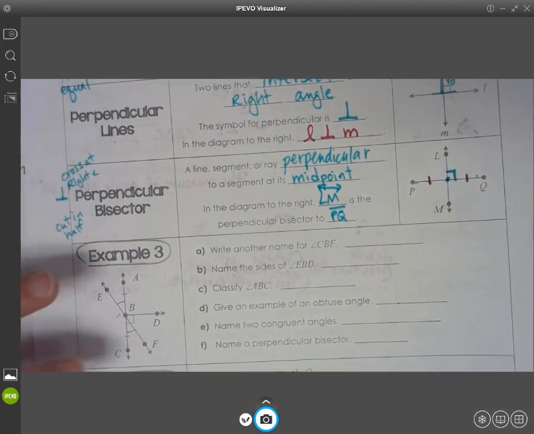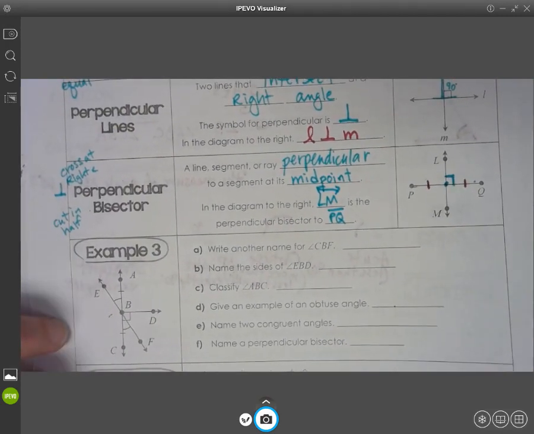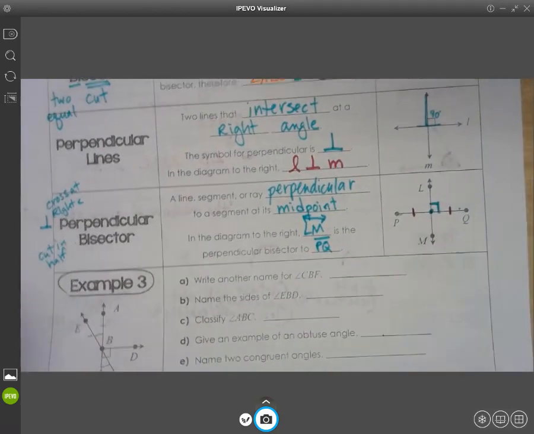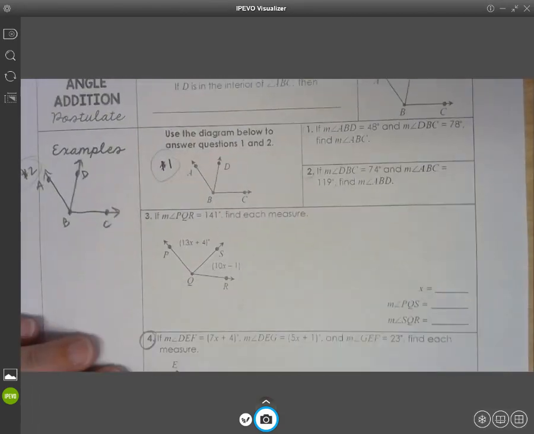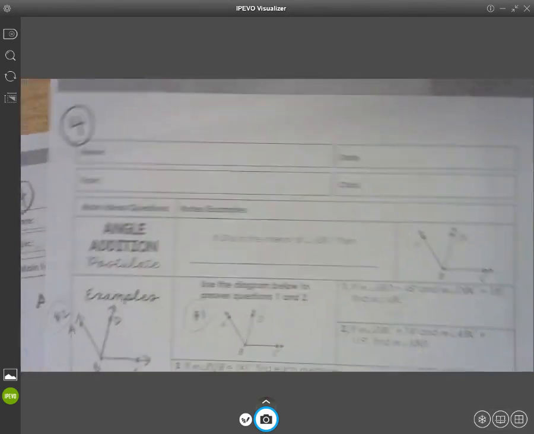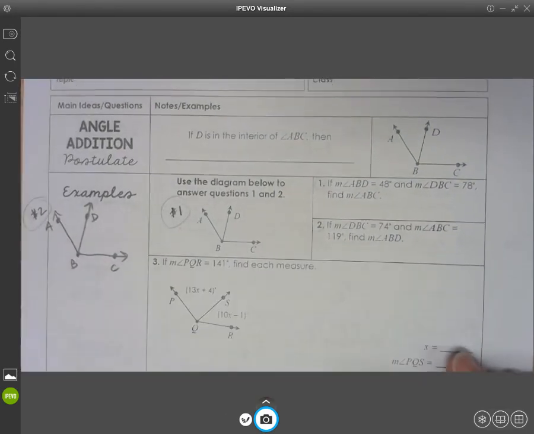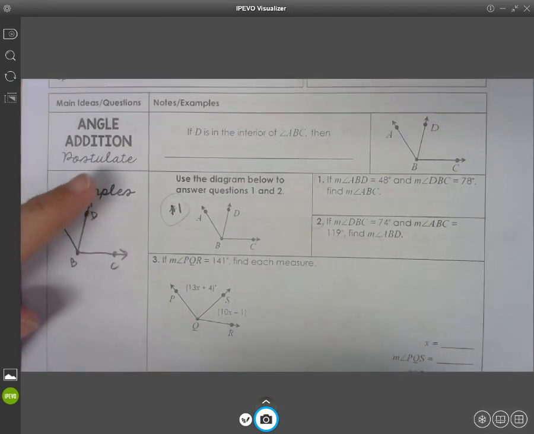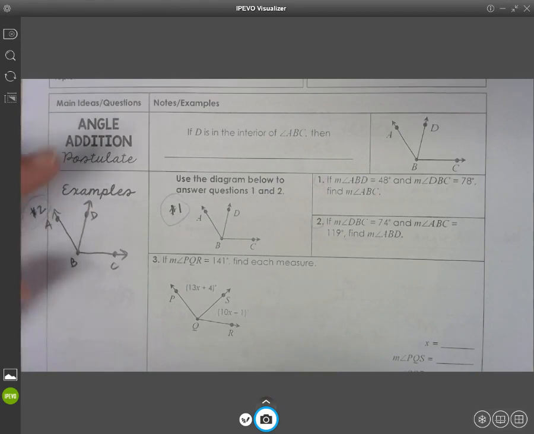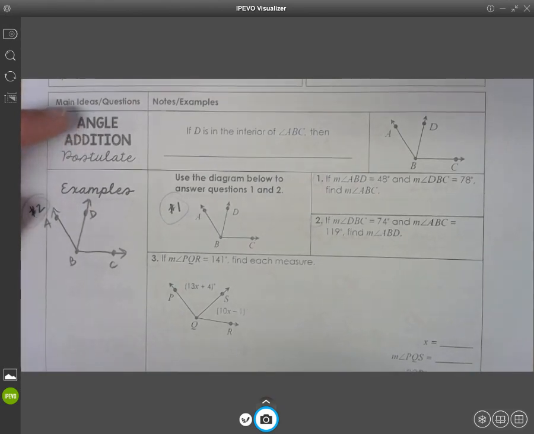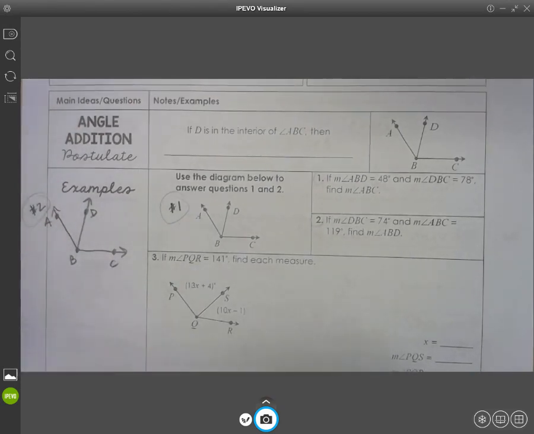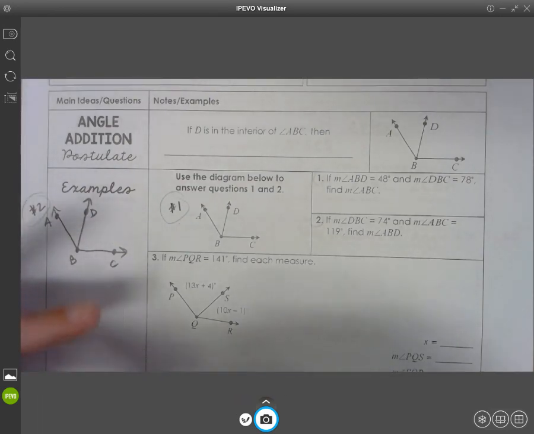All right, so again, we're going to do these examples in class. We'll go through those. We might not go through all of them because there are a lot of them. So I want to look at angle addition postulate. This should be pretty straightforward. The only difference between angle addition postulate and segment addition postulate is what our initial picture looks like. So here we have two angles that add up to make one whole angle as opposed to two little segments that add up to make the whole segment.